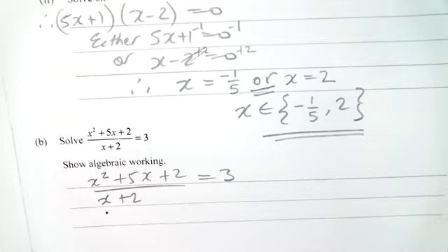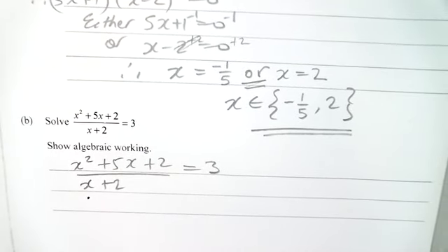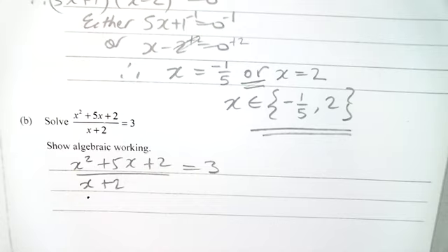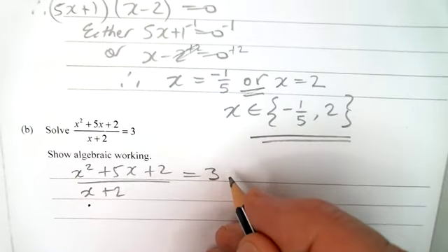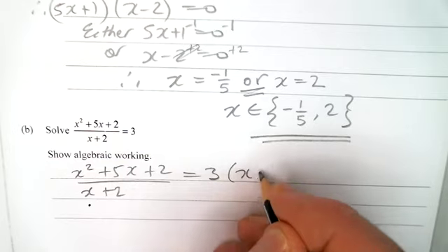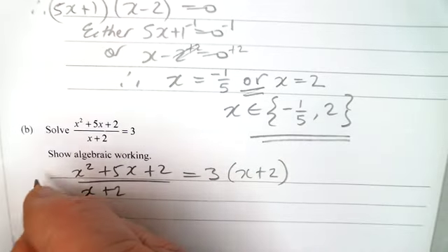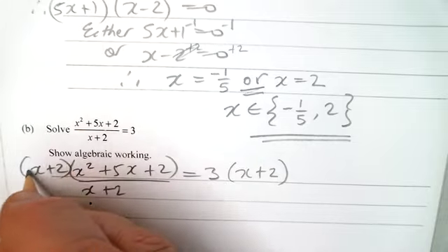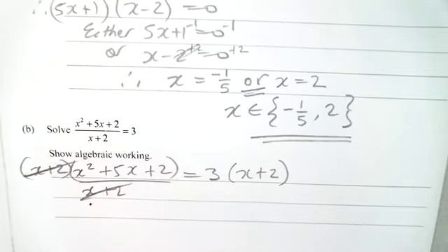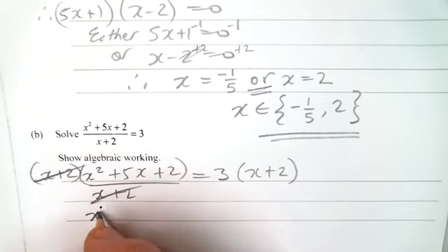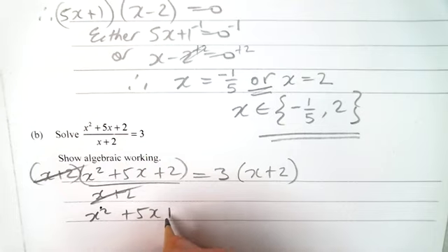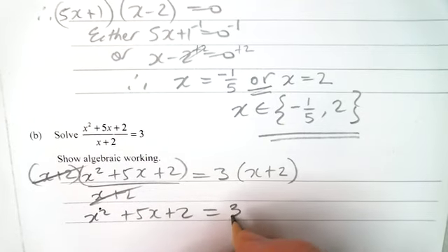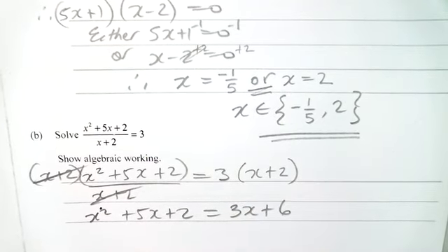So the first thing I'm going to do is multiply both sides by x plus 2. So I'm going to multiply this side by x plus 2, and multiply this side, of course, by x plus 2. The reason I'm doing that is because x plus 2 divided by x plus 2 is 1. So I'm left with x squared plus 5x plus 2 is equal to 3x plus 6.